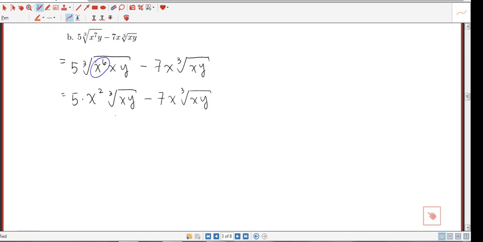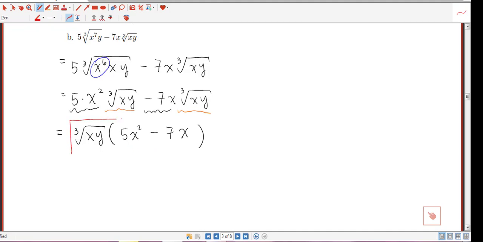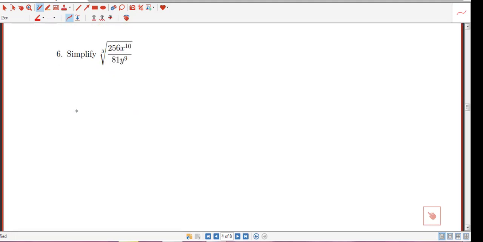All right, now notice that again you have something in common in the two terms. Cube root of xy, cube root of xy. So we can factor that out. So cube root of xy, and then what goes in the parentheses is what? 5x squared, and then minus 7x. And that's going to be the answer. You don't need to go any further. You don't have to factor the x out from what's in the parentheses. Just leave it the way it is.